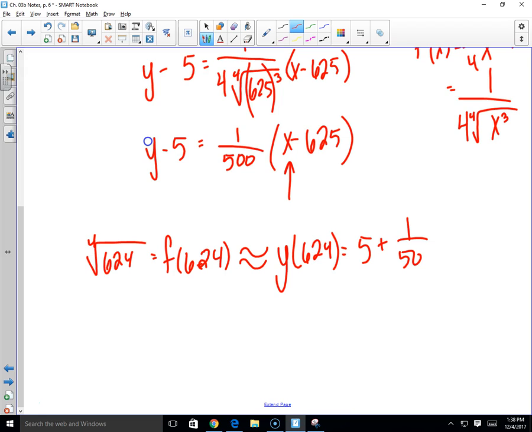5 plus 1 over 500 times, 624 minus 625. Some of you are again wondering, how could I do that without a calculator? That's the point, being able to do this by hand. Well, that's going to equal negative 1.